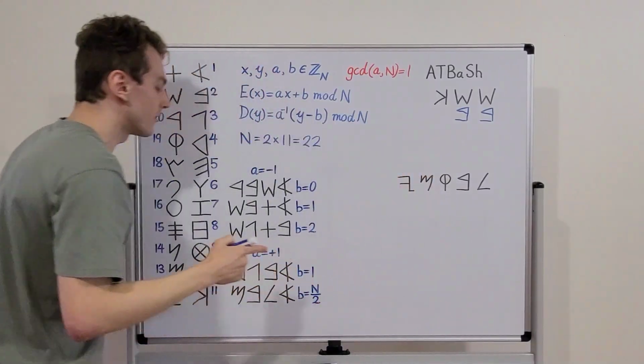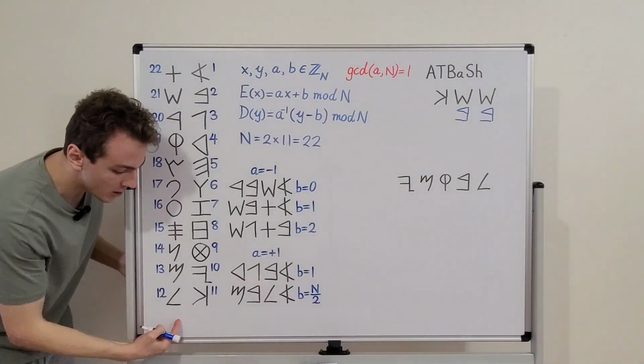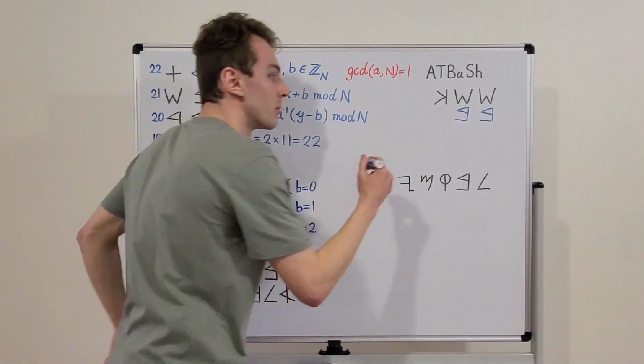And now let's have a look at kaf. So kaf is paired with lamed. So we need to put lamed over here.